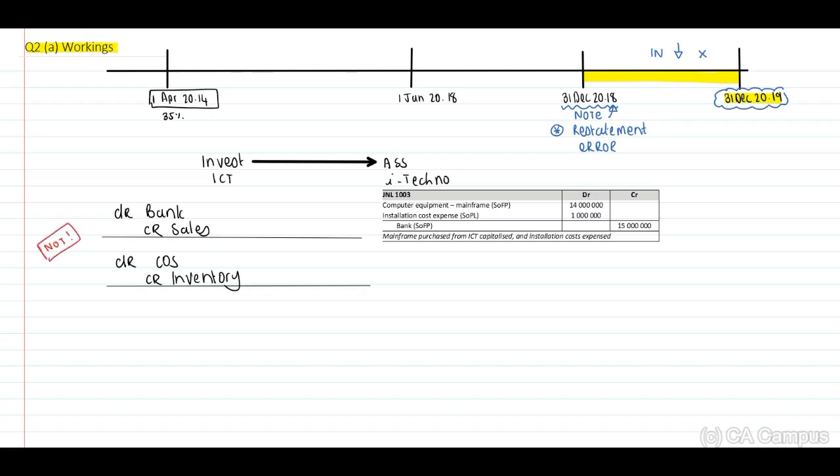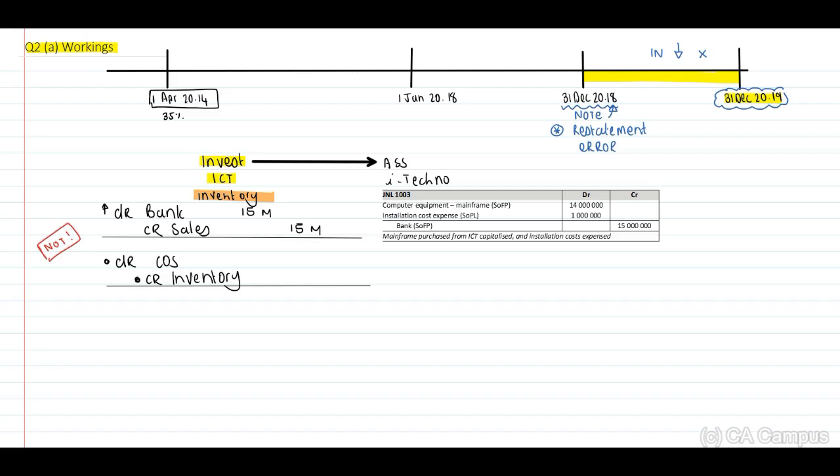Please remember. Okay, in the separate records of our investor, which is ICT, our investor will debit bank, and this will be the 15 million, and credit sales, the 15 million, right? This is inventory, very important. This is inventory in the separate records of ICT, right? And then they will debit cost of sales, credit inventory with what?